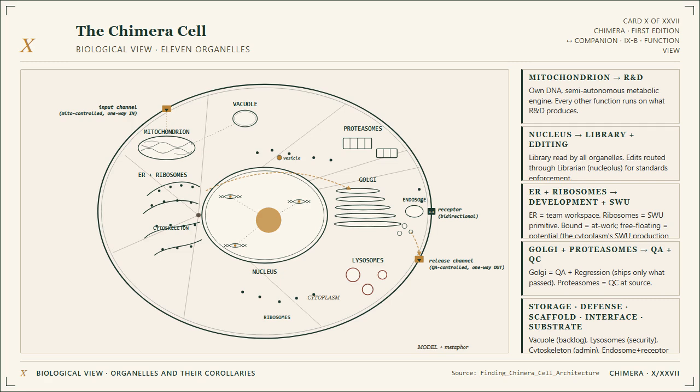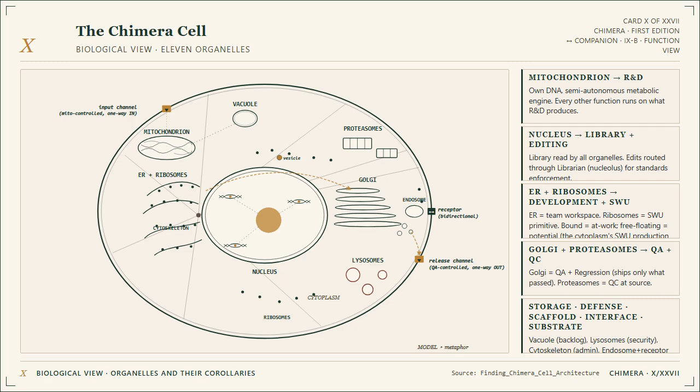And the amber channel. Just above the mitochondrion is a one-way input channel that the mitochondrion controls. Biology's retrograde signal pattern. Corollary: research and development opens a dedicated input channel for external literature and research. No other function uses them.